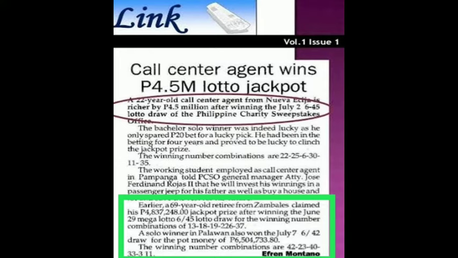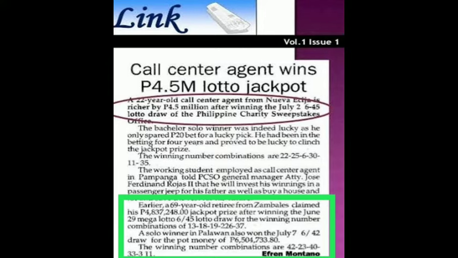The tale here is: earlier, a 69-year-old retiree from Zambales claimed his 4,837,248 pesos jackpot prize after winning the June 29 Mega Lotto 645 draw, with the winning number combinations of 13, 18, 19, 22, 6, and 37.